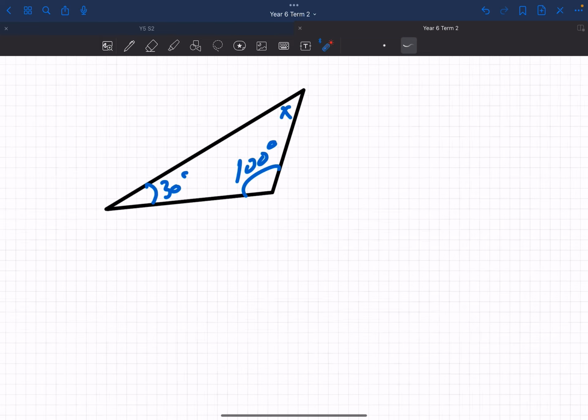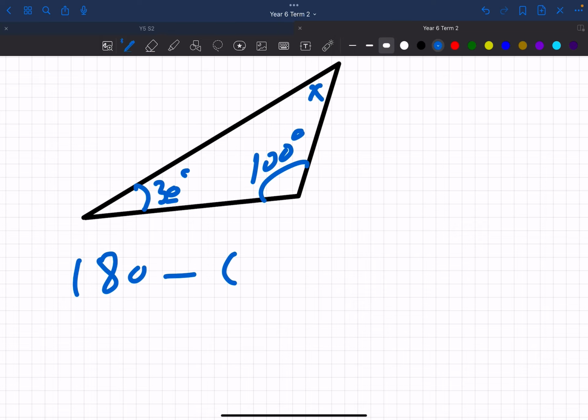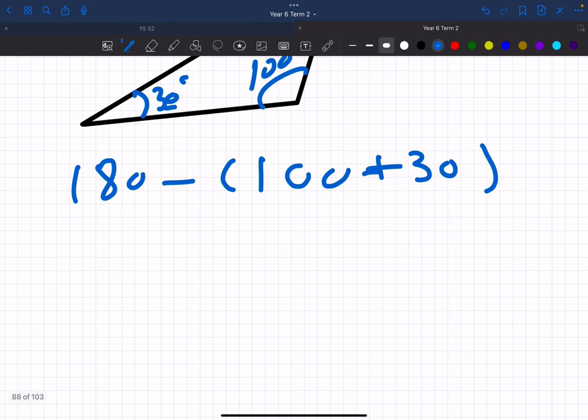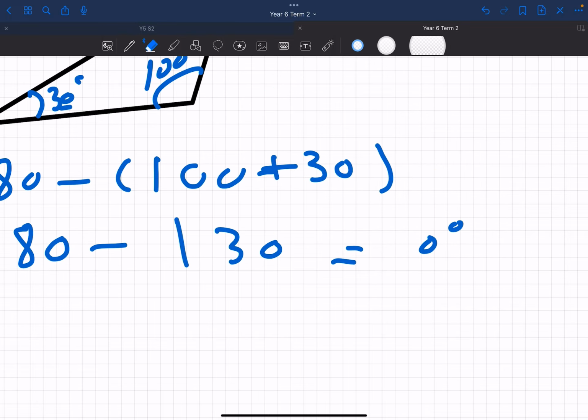I know that the sum of angles in a triangle is 180. So I'm going to take my 180 and subtract from it the sum of the angles I have: 100 plus 30. Now I add, 130. Subtract it from 180. It will be 50. So my x equals 50.